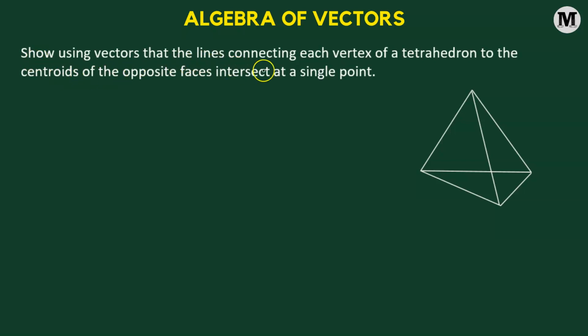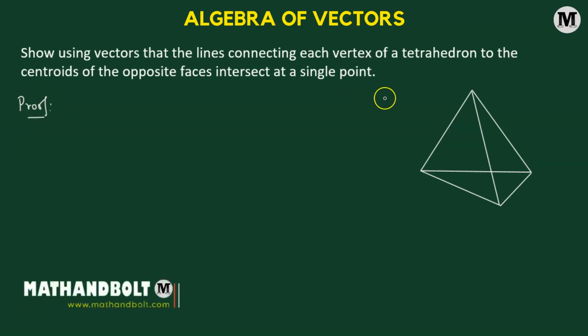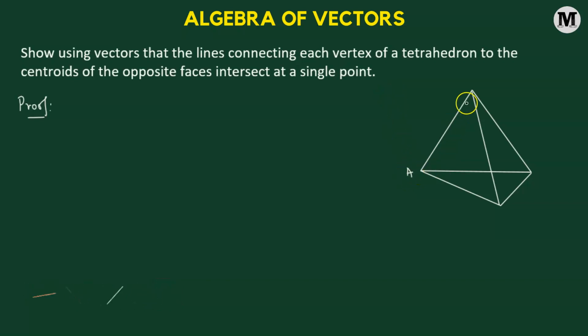Show using vectors that the lines connecting each vertex of a tetrahedron to the centroids of the opposite faces intersect at a single point. Okay, now let's try to understand this problem graphically first. So here we have a tetrahedron. We're going to consider the vertices as A, B, C, D.